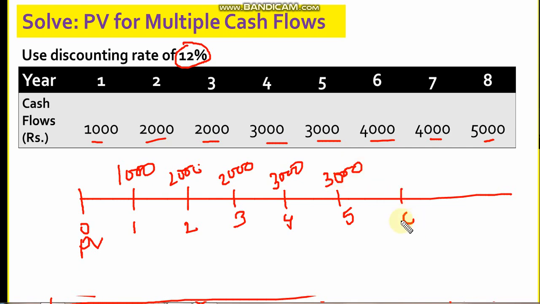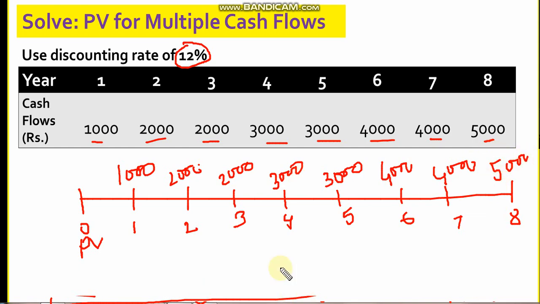At the end of year 6, my cash flow is 4000. At the end of year 7, my cash flow is 4000 again, right? At the end of year 8, my cash flow is 5000.